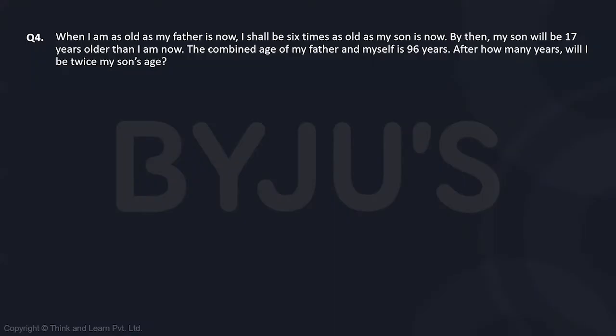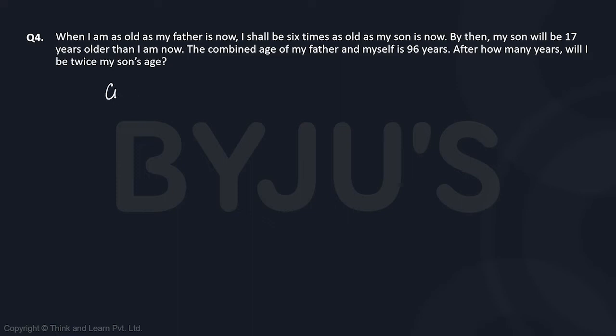When I'm as old as my father is now, I shall be 6 times as old as my son is now. By then, my son will be 17 years older than I am now. The combined age of my father and myself is 96 years. After how many years will I be twice my son's age? Since this question is a theta one, we will have to solve using equations.